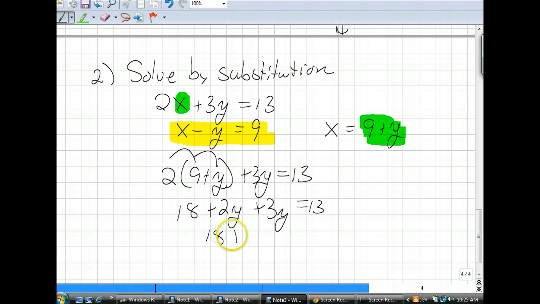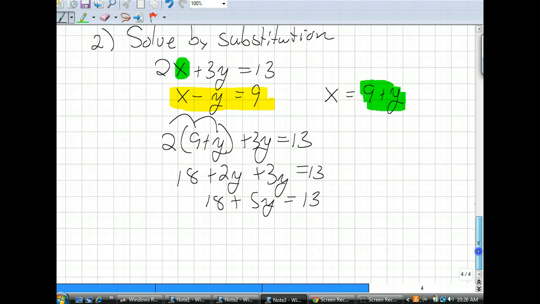So I have 18 plus 5y equals 13. I'm sorry, subtract 18 from both sides. So I get 5y equals negative 5. Divide by 5. So I get y equals -1.